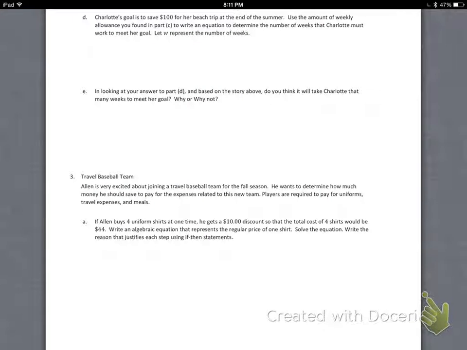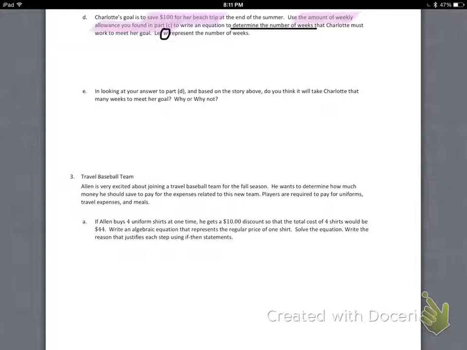Okay, so here's D, still with Charlotte. It says here, Charlotte's goal is to save $100 for her beach trip at the end of the summer. Use the amount of weekly allowance found in Part C to write an equation to determine the number of weeks that Charlotte must work to meet her goal. Let W represent the number of weeks.